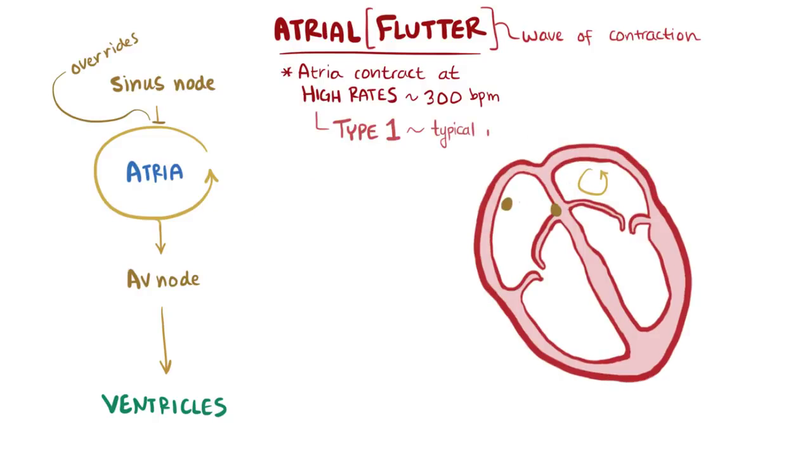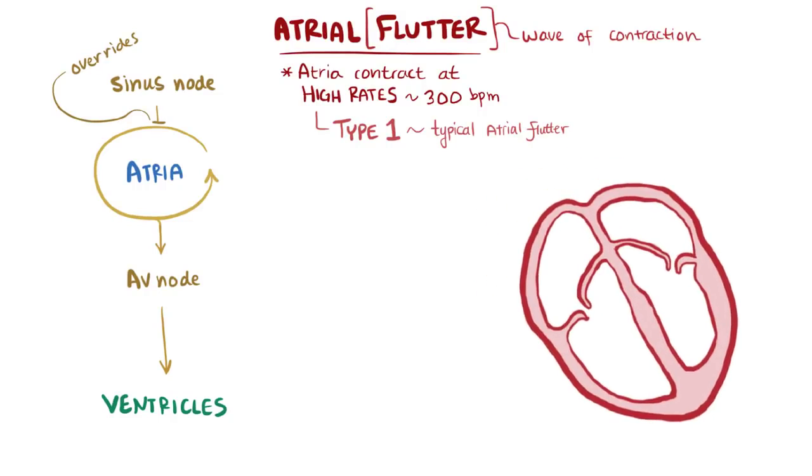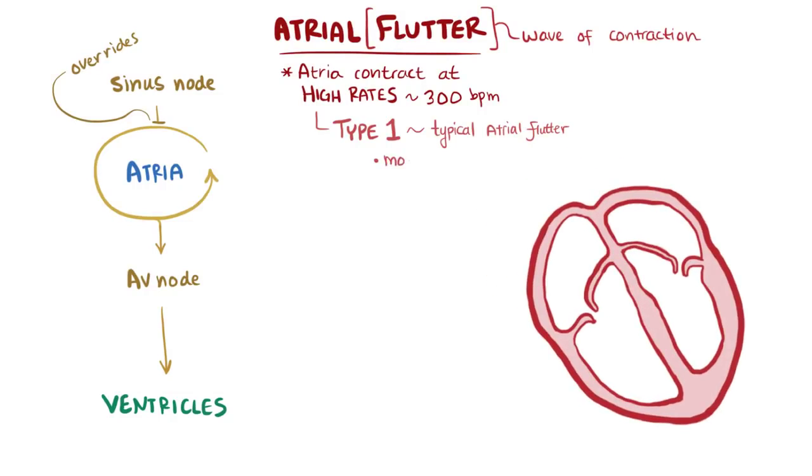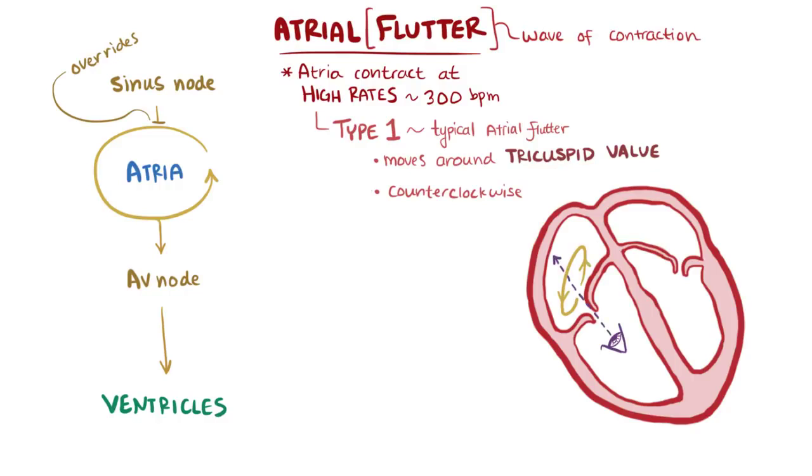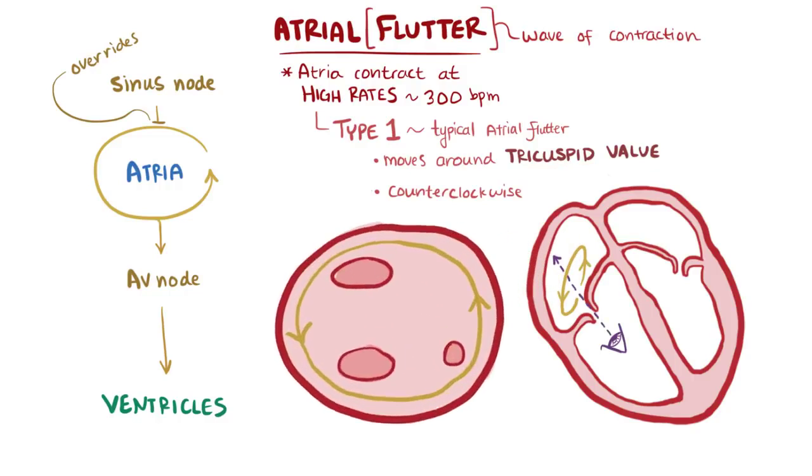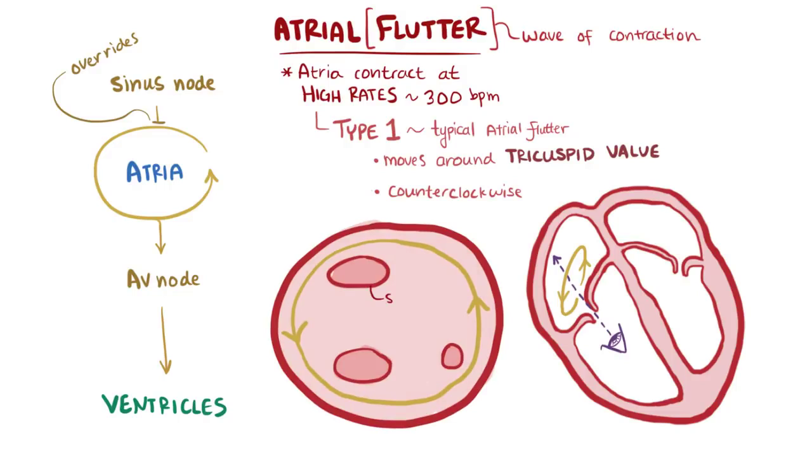Type 1, or typical atrial flutter, is more common and is caused by a single re-entrant circuit that moves around the annulus, or the ring of the tricuspid valve, of the right atrium. Usually in a counterclockwise direction when viewed looking up through the tricuspid valve. Okay, so imagine that you're this eyeball looking up through the valve. You'll see the superior vena cava, or SVC, the inferior vena cava, or IVC, and the coronary sinus, or CS.